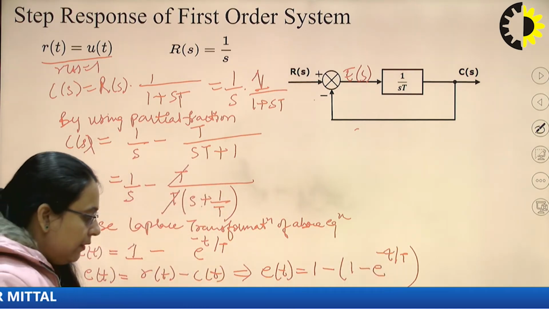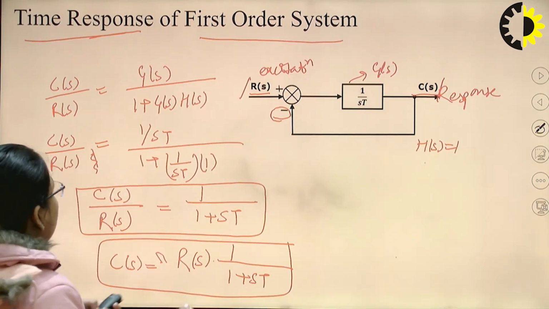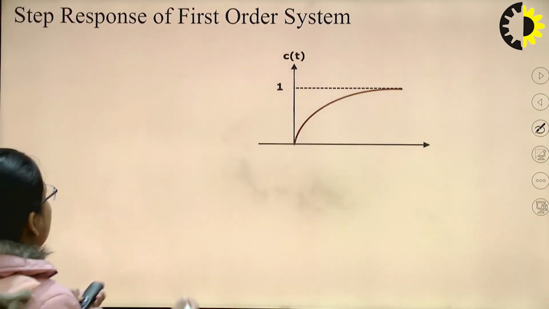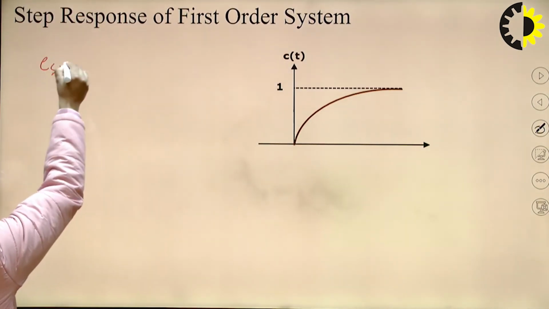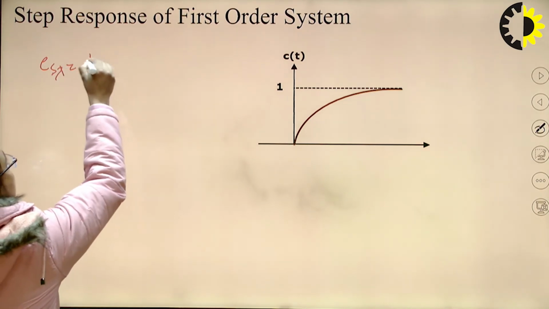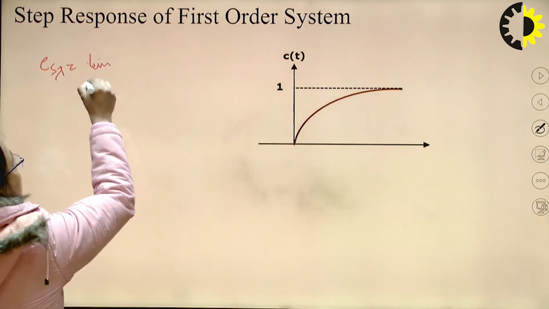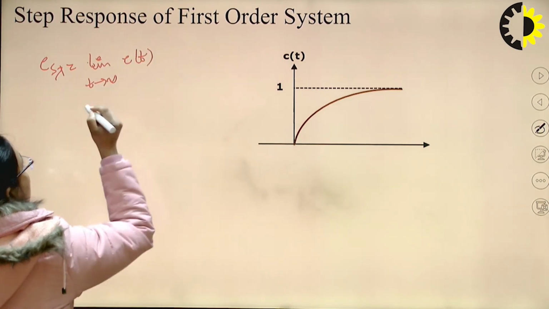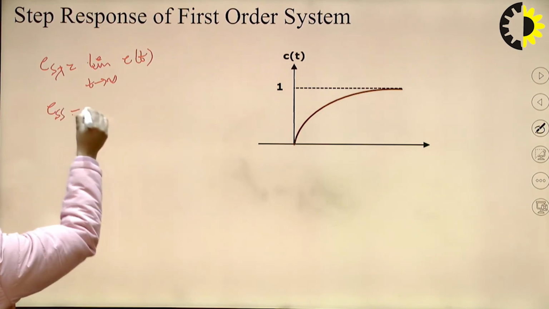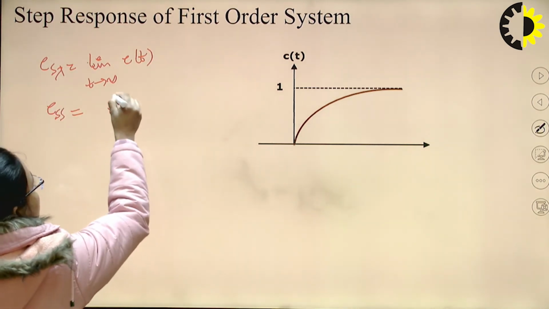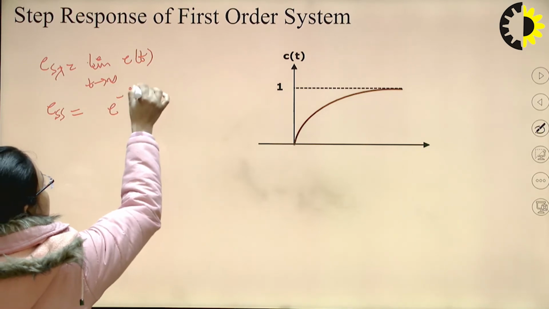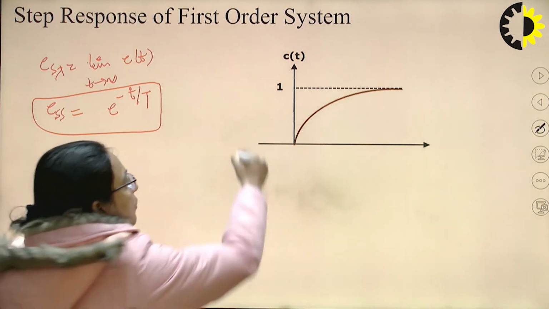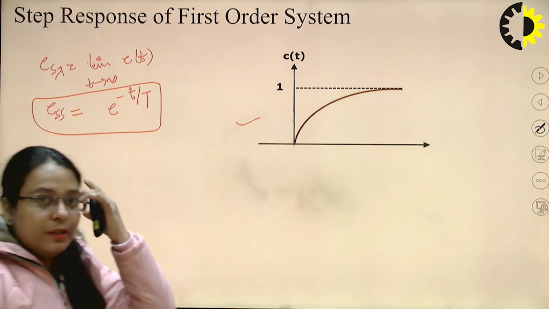Now steady state error can be calculated as e_ss is equal to the limit t tends to infinity of e(t). So steady state error for this system is coming out to be e raised to the power minus t by capital T. And this is the graph for this system when subjected to unit step input.